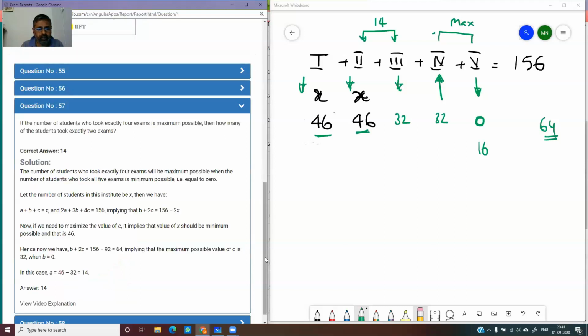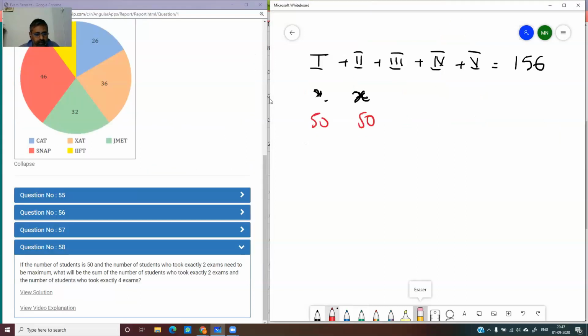Okay. So now let's look at the last one, to find the number of students who took exactly 2 exams. There's this difference. The number of students who took exactly 2 exams needs to be maximum, which means you have to minimize this. So all the others should be maximum possible. This should be maximum, and this should be maximum. This anyway is given as 50-50. Both these should be maximum possible, and this should be the minimum possible.